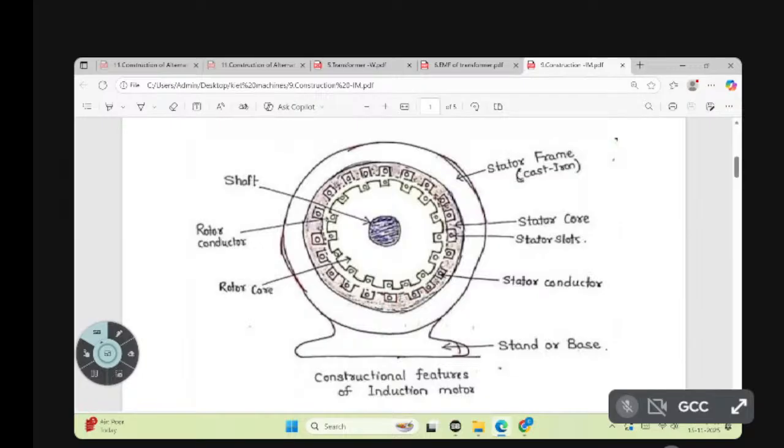Okay, so in the induction motor here also there are two parts. One is called stator frame, other one is called rotor. Stator consists of stator slots, rotor consists of rotor slots. In the stator, three-phase winding is available. In the rotor also, three-phase winding is available. Induction motor construction.